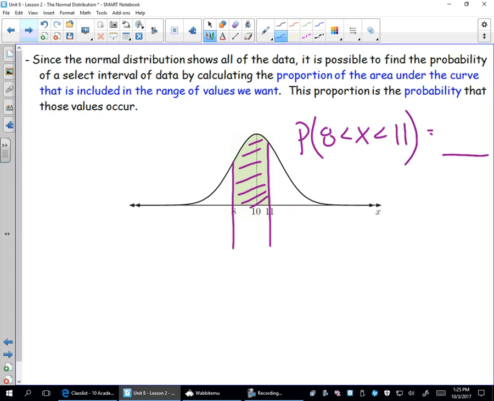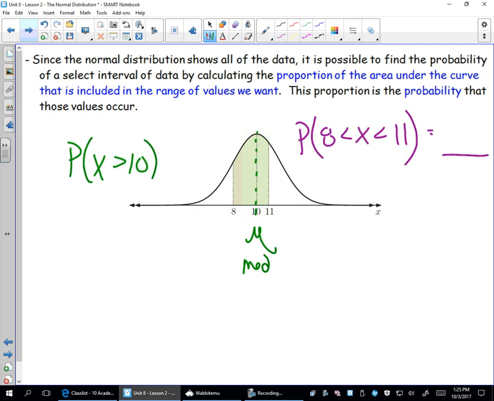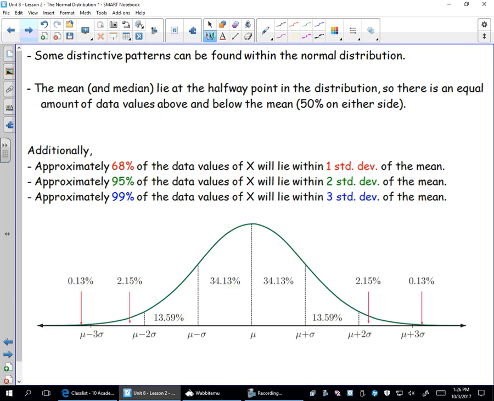Sometimes it's very simple. For instance, in this diagram, if I asked you what is the probability that something is greater than 10, I can figure that out pretty easily because 10 is my mean, which is also my median, and I know my answer is 50%. But I can also use the idea of subdivisions by standard deviations. There's a couple of really cool patterns that happen with the normal distribution. Number one, obviously we have the mean, the median, and the halfway points. We can use 50%.